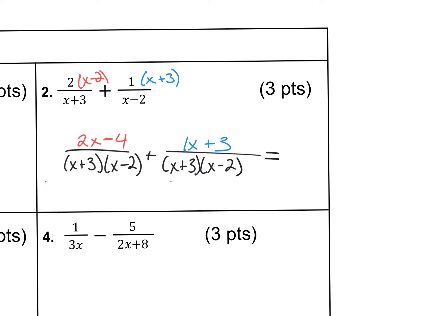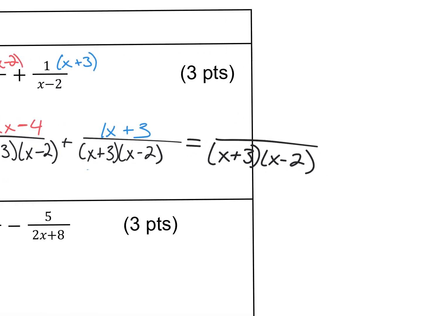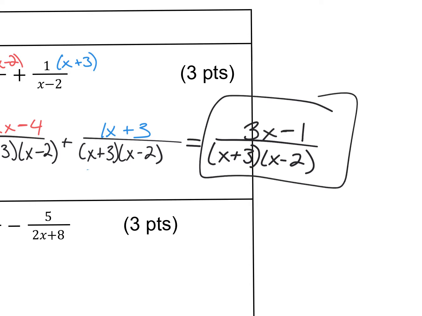Now do I have the same denominator? Cool, I'm going to keep it, okay? Because that's what we do when we're simplifying. We keep that denominator. And now I'm adding or subtracting across the top. Adding, what do you get? 3x minus 1. Can that be factored? No. Is it the same as any of the binomials in the denominator? No, so we're done. That's it. Don't overthink it. Questions on that?